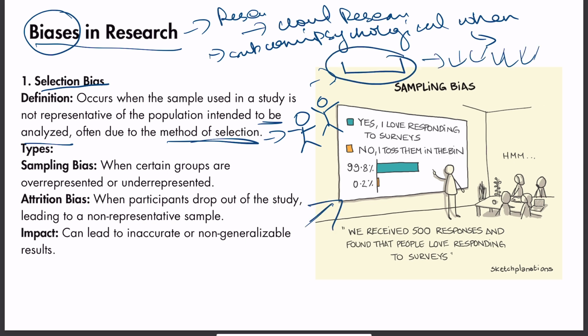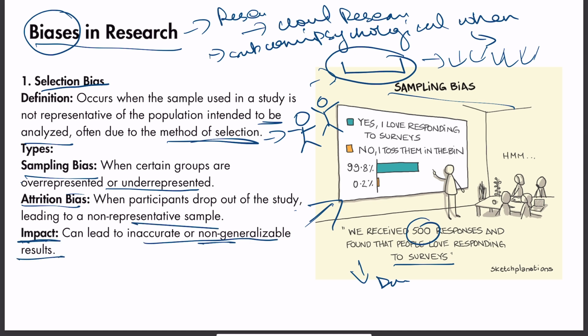So here's a cartoon to depict exactly that, and I'm very fond of cartoons. We received 500 responses and found that people love responding to surveys. Obviously, the people who don't love them, who could be more than 500, didn't even read them, right? So sampling bias. Under selection bias, we have sampling bias when certain groups are overrepresented or underrepresented. Attrition bias is when participants drop out of the study, leading to a non-representative sample. The impact can be inaccurate or non-generalizable results.